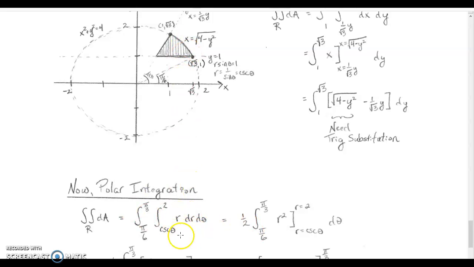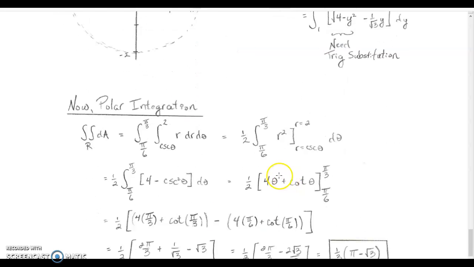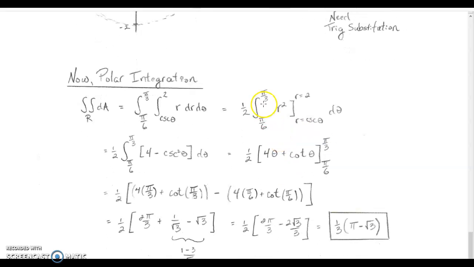And then you can set that up and integrate, and you actually get something pretty simple. You integrate r and you get r squared over 2. I'm going to bring the 1/2 out. Evaluate from r equals cosecant theta to r equals 2. Plug in 2, I get 4. Plug in cosecant theta, I get minus cosecant squared theta.